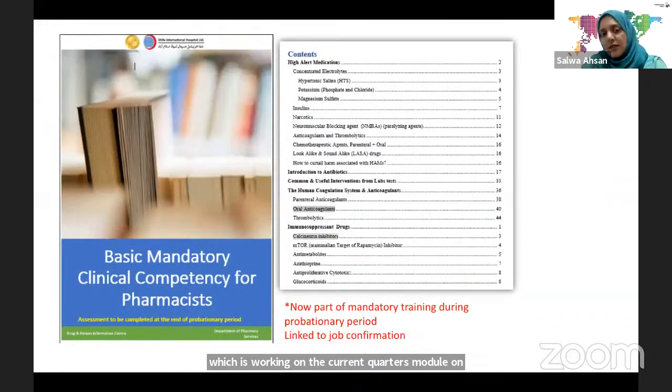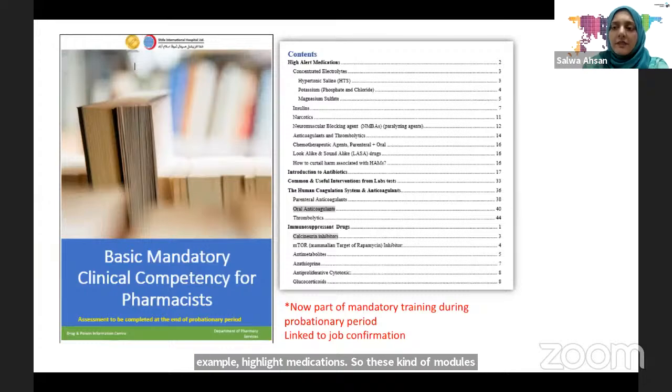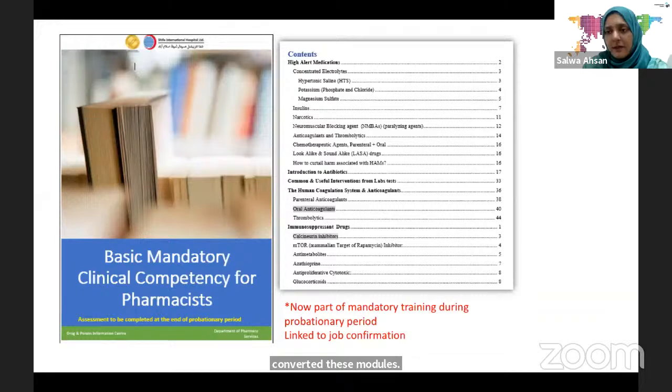Next, please. A few of them, the ones highlighted in red, for example medication management and use, such as high alert medications, are modules that are a must for every pharmacist to be well versed in. So we have converted these modules into a basic mandatory clinical competency for pharmacists. Whenever a new pharmacist joins, he or she has to complete that within the probationary period. Unless they do it, they will not get confirmed. This basic competency is further developed into their training modules. That is something new that we have just started.